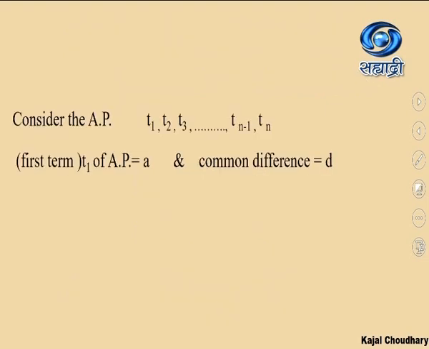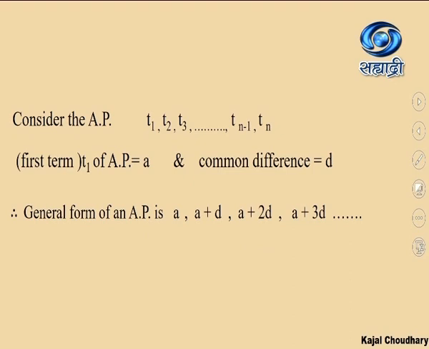Now, considering this particular sequence in AP, the first term T1 of an AP is always denoted by the letter A, and the common difference is denoted by D. Therefore, the general form of AP can now be written as A, then A plus the common difference, A plus D.